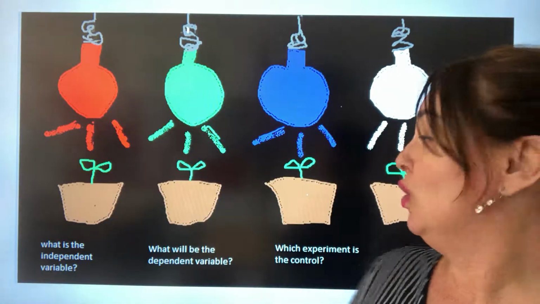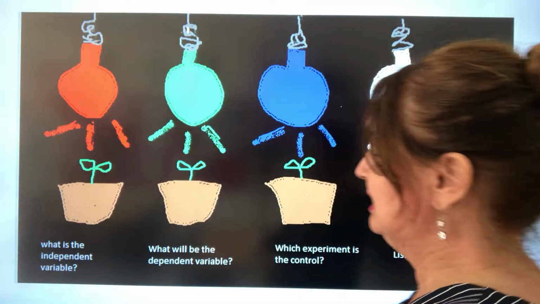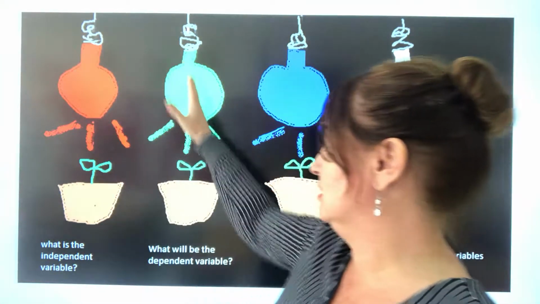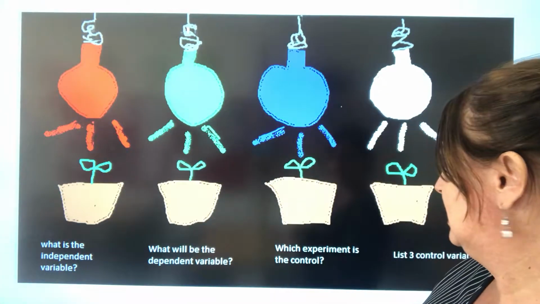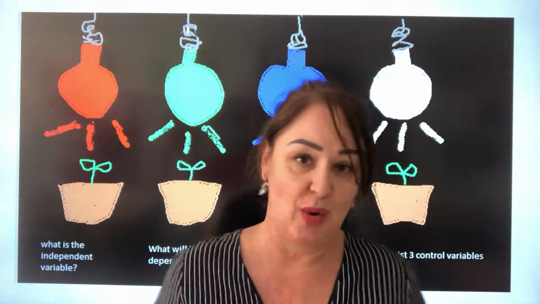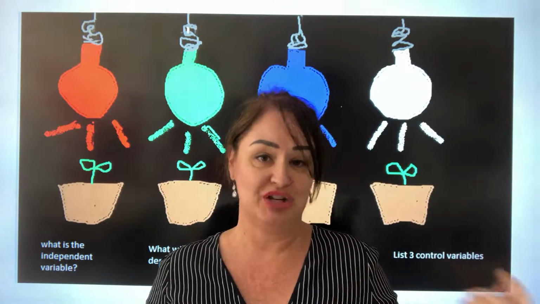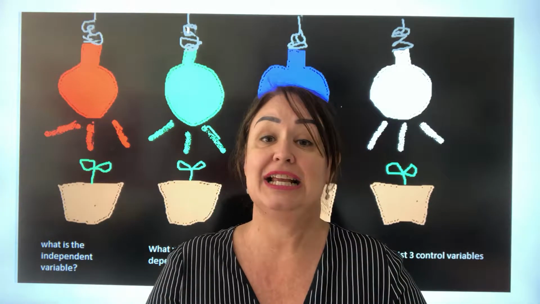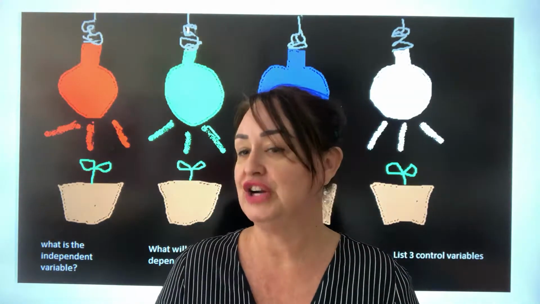So what are we going to do? Well, you're going to plant seedlings, you're going to expose each of them to a colour of light, and then you're going to leave them roughly for about a week, and then you're going to come back and measure the height of the seedlings to see which one has grown more, for example.